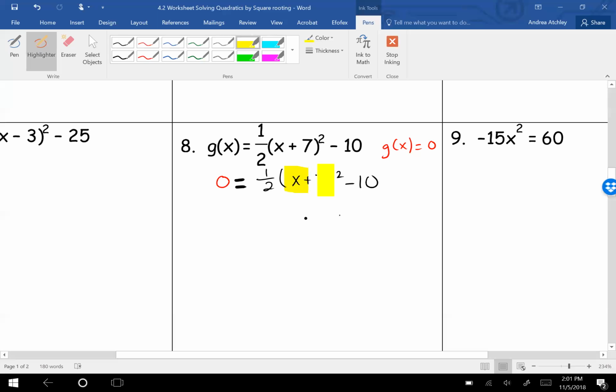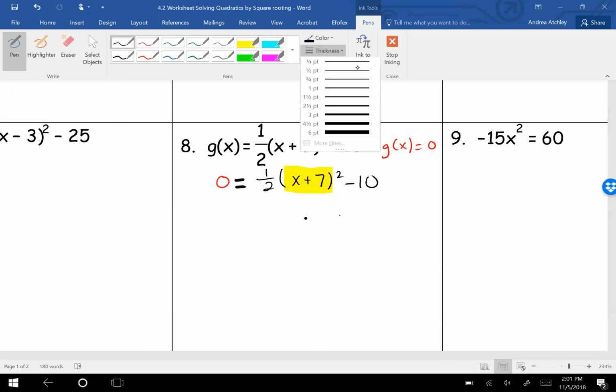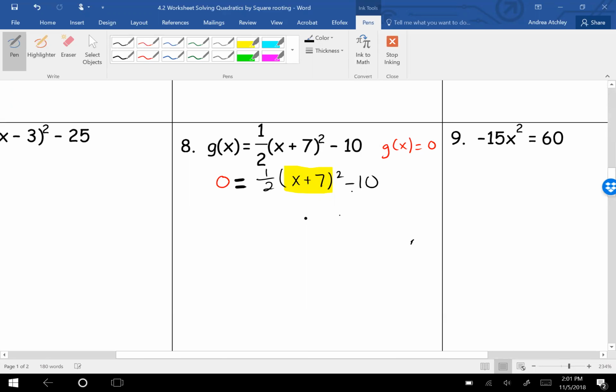So we want to get the whole thing that is squared to be isolated. That means I need to get rid of this 10. So to get rid of it, I need to add 10 to both sides. That's going to give me 10 equals 1/2 the quantity of x plus 7, the whole thing squared, and then that will cancel out. Now I want to get rid of the 1/2, okay?